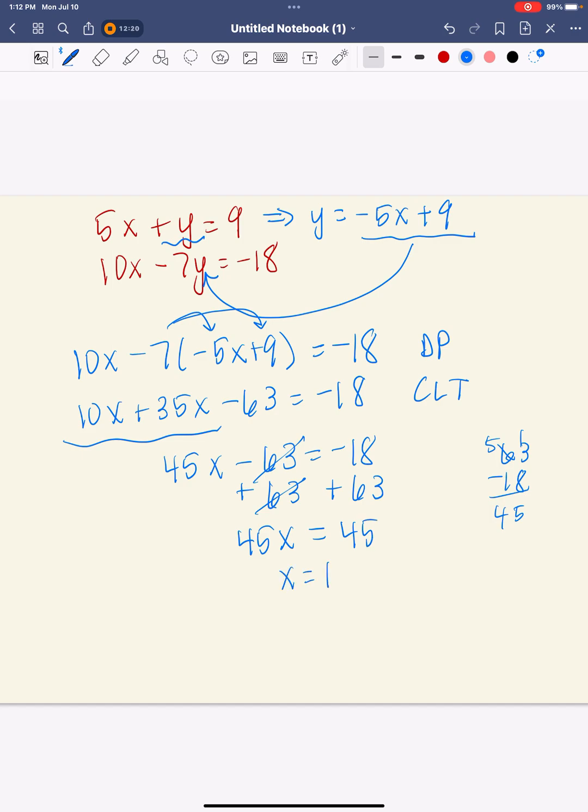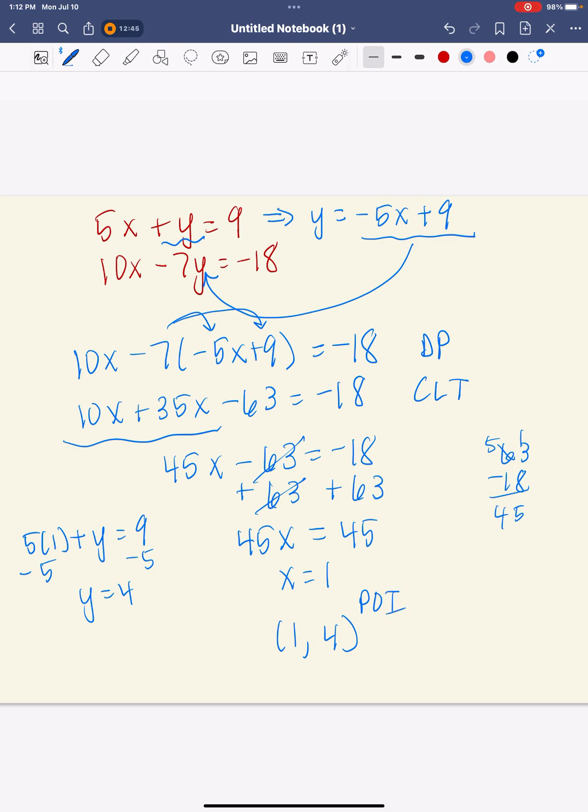But again, it's a system, so we need to go get the y coordinate. So what I'm going to do is go back to that red equation at the top and say 5 times 1 plus y equals 9. Basically, we're going to subtract 5 away, so y equals 4. So at 1, 4, this is my point of intersection.